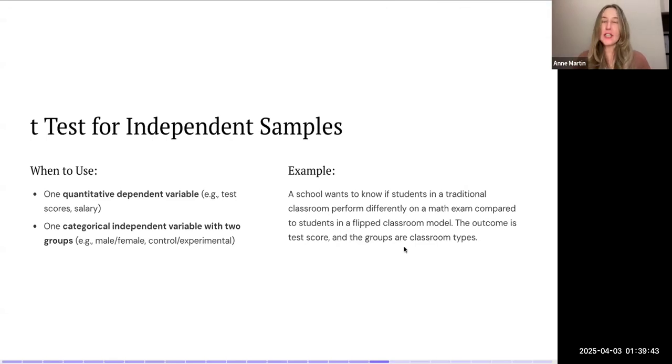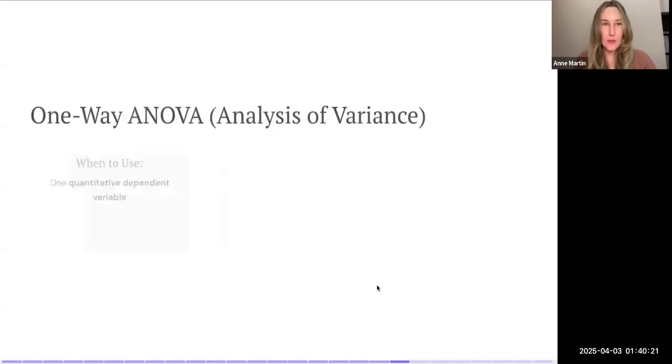Okay, so first we have a t-test for independent samples. This is when you have a quantitative dependent variable like test scores or salary, and then you have a categorical independent variable with two groups. So could be the control group and the experimental group. An example of that would be if the research question is whether students in a traditional classroom perform differently on a math exam than students in a flipped classroom. So the outcome is the test score, which is quantitative, and then the classroom types are categorical. So that's one instance of when you could use a t-test for an independent sample.